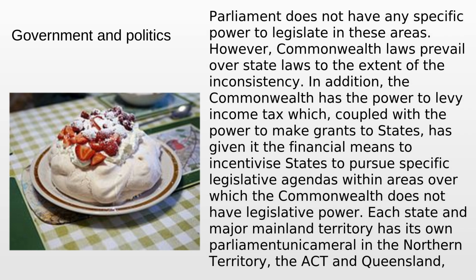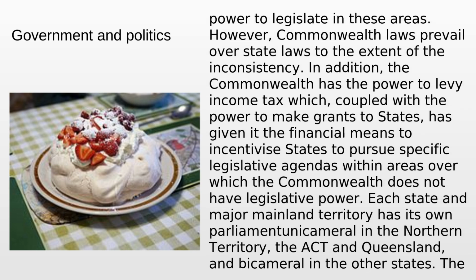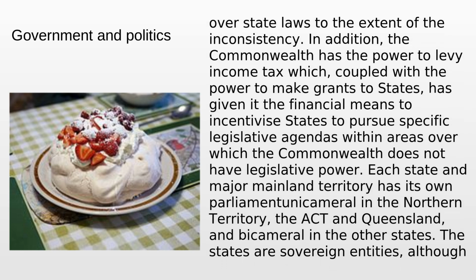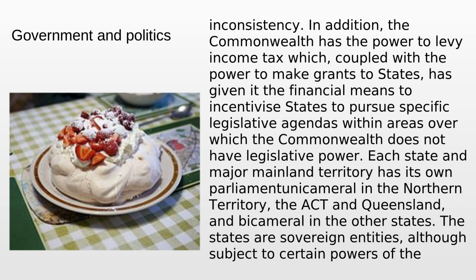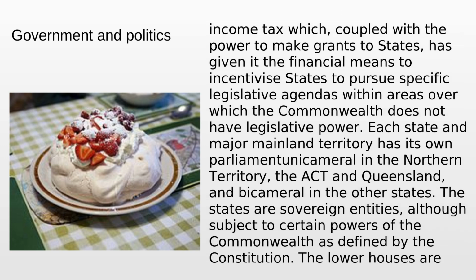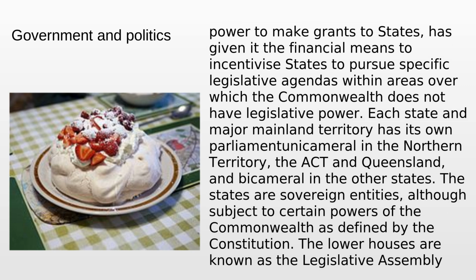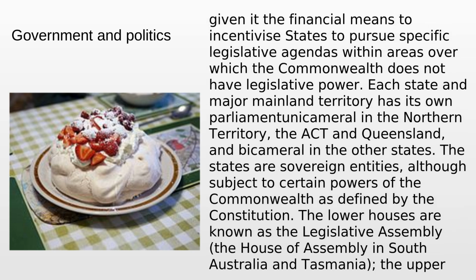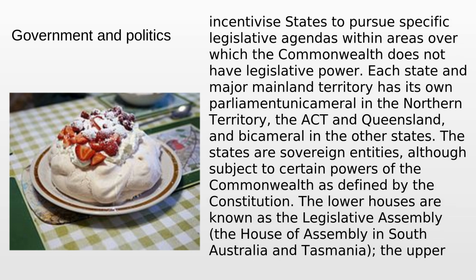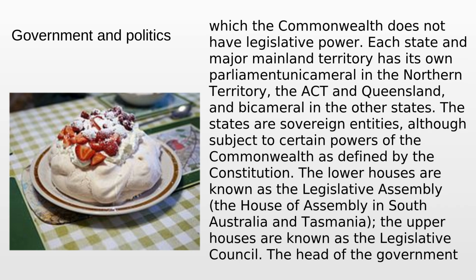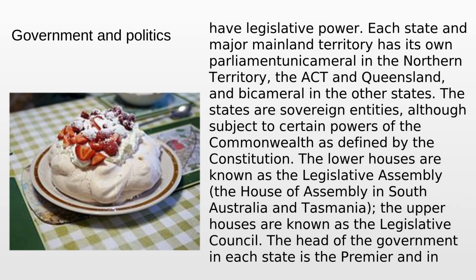In addition, the Commonwealth has the power to levy income tax which, coupled with the power to make grants to states, has given it the financial means to incentivize states to pursue specific legislative agendas within areas over which the Commonwealth does not have legislative power. Each state and major mainland territory has its own parliament, unicameral in the Northern Territory, the ACT and Queensland, and bicameral in the other states.